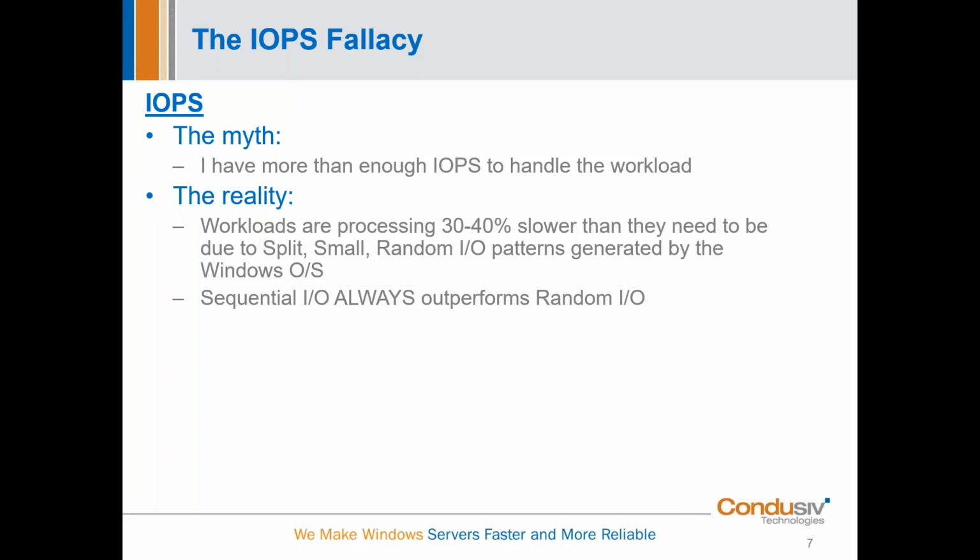Sequential IO will always outperform random IO. So how can we solve that? We'll talk about that with the Velocity solution and how we get that handled right inside the Windows OS with server-side optimization at the top of the stack.